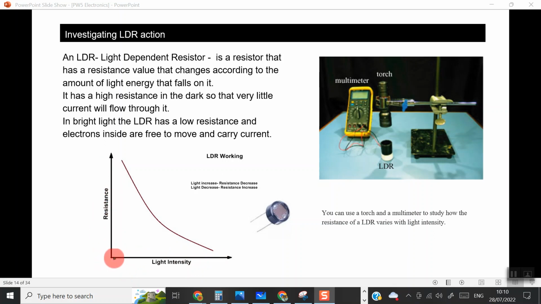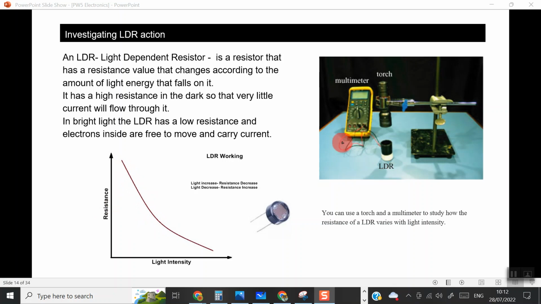Okay, so you can see that in the dark, and this side here measures resistance. So it's going from low resistance up to high resistance. You can see that in the dark, around here, the resistance is high, so it stops the flow of electricity. And then as the light starts to increase, you can see that the resistance starts to decrease. So this will allow the flow of electricity through the circuit.